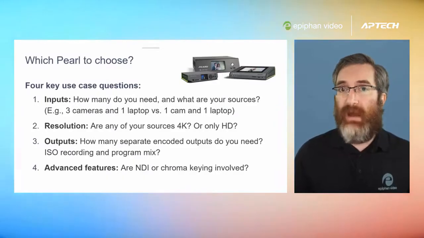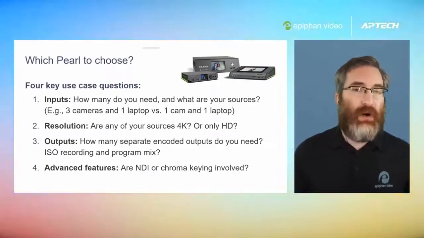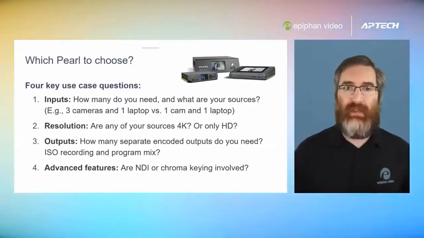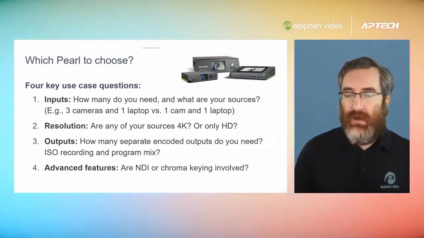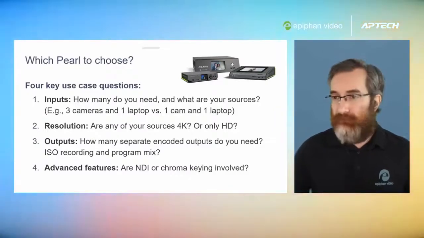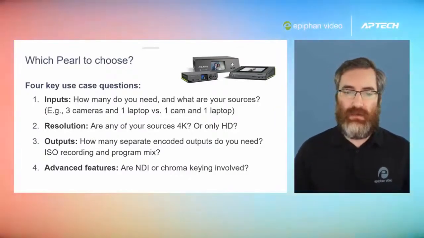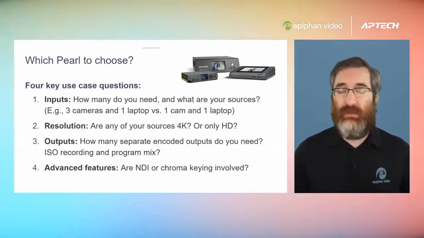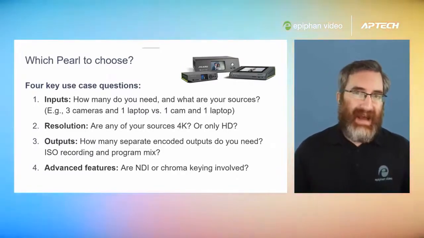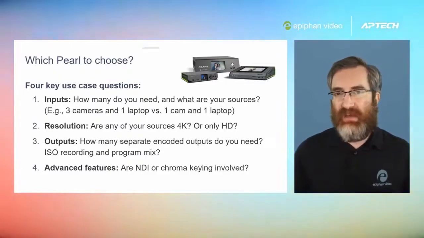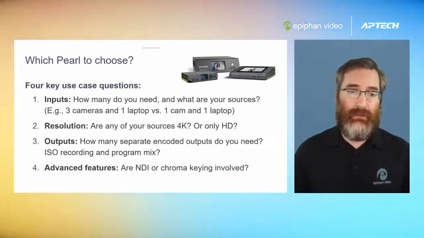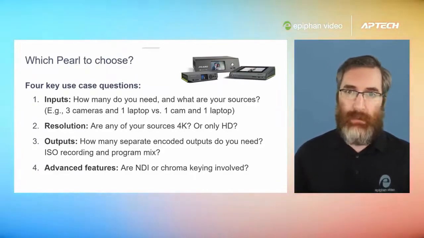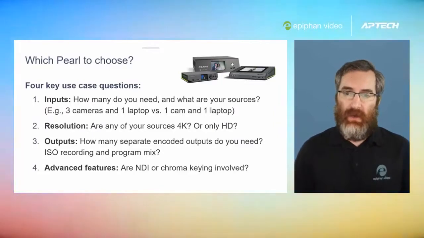Are any of them 4K? Do I need 4K or do I only need full HD? If I need 4K, again, that puts me into Pearl 2 right away. If I only need full HD, still could be any of the 3 models. Then I need to look at my encoded outputs, my streaming and recording options. How many separate independent encoded outputs do I need? These could be ISO recordings versus live stream program mixes or some variation therein.